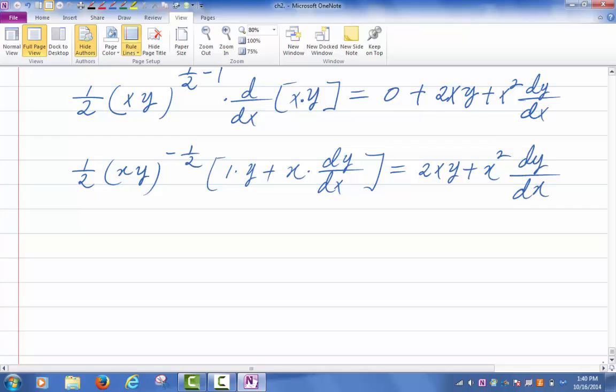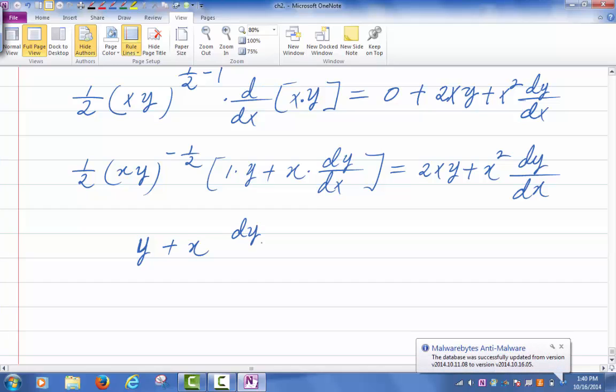There are a couple of different ways you can go about it, but I think one nice thing you could do right away is multiply both sides by 2 and also multiply both sides by (xy) to the positive half. If I multiply both sides by (xy) to the positive half, it's going to cancel out this term here, right? So multiply both sides by 2 and (xy) to the half. If I do that, then on the right hand side I am just going to get y plus x dy/dx.